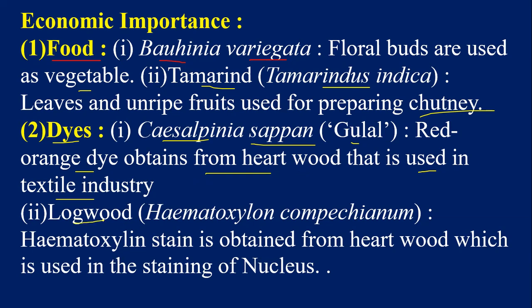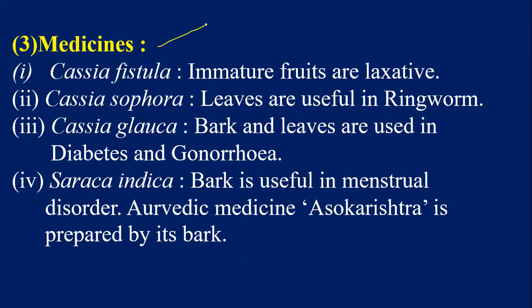Then logwood is commonly called Haematoxylon campechianum. Hematoxylin stain is obtained from the heartwood, which is used for staining of the nucleus. When we are seeing cell structure under organelles, different types of stains are used to see the cell organelles. In order to find out the nucleus, hematoxylin stain is used. So this stain is obtained from the heartwood of Haematoxylon campechianum.